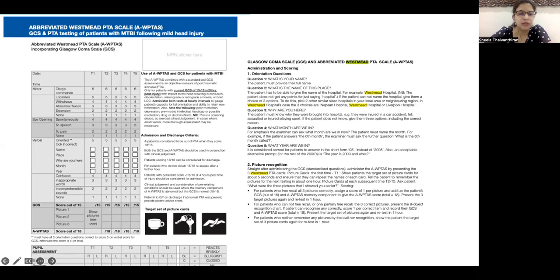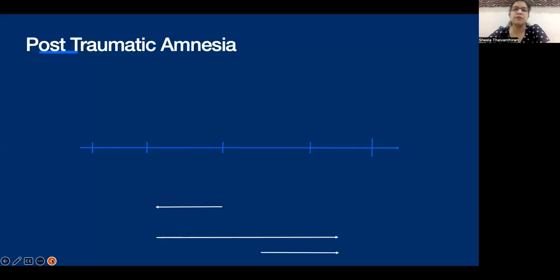Okay, so if they get it all right, that means they're out, they're no longer in PTA. They should score 18 out of 18 to be out of PTA. Okay, if they are still in PTA, that means they need to be educated that they are having concussion symptoms, and when they do go back home, then perhaps we need to give them something to know what signs mean it is time to come back to the hospital. Okay, so to give you an idea what PTA is, this is not so much for mild, more for moderate and severe.